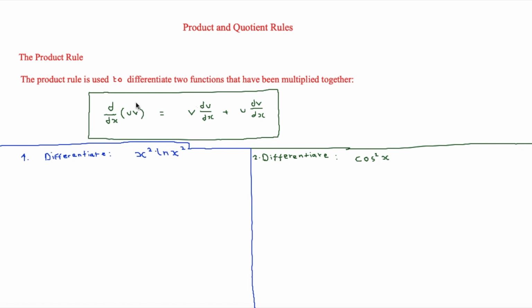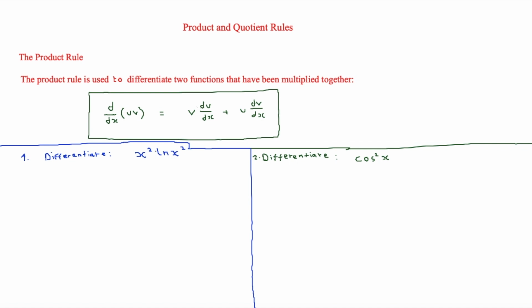And this formula is d over dx of u times v is equal to v times du over dx plus u times dv over dx. Now this will make more sense once we start putting it in some questions. So we have two questions below, and both of these are multiplication, and we have to differentiate them. So the first one says differentiate x squared ln x squared. And this is using knowledge from the previous videos in order to differentiate these functions.